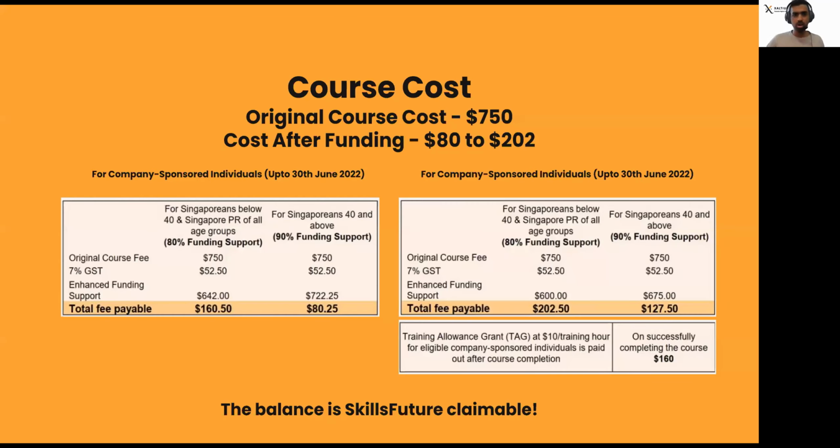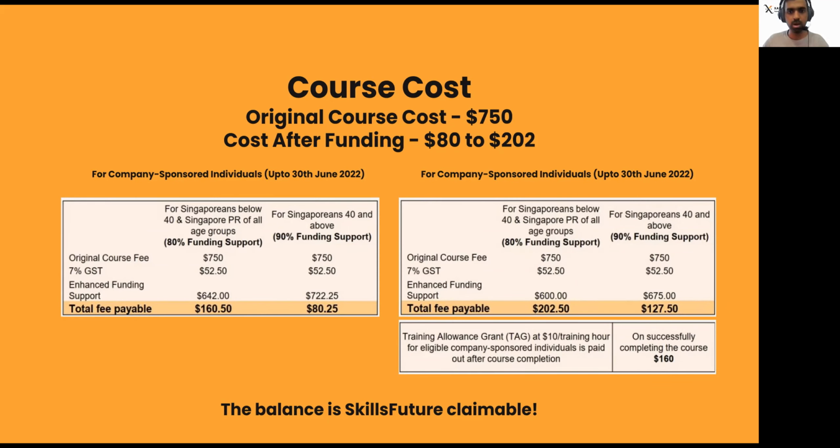Now, just to give you a little bit of an idea about the costing for those who are interested. The original course cost is about 750 Singapore dollars. The cost after funding is from 80 to 200-over dollars, just a little bit over 200. And that balance is also SkillsFuture claimable. If you are a self-sponsored individual, then the cost for you is either 80 or 160, depending on your age.